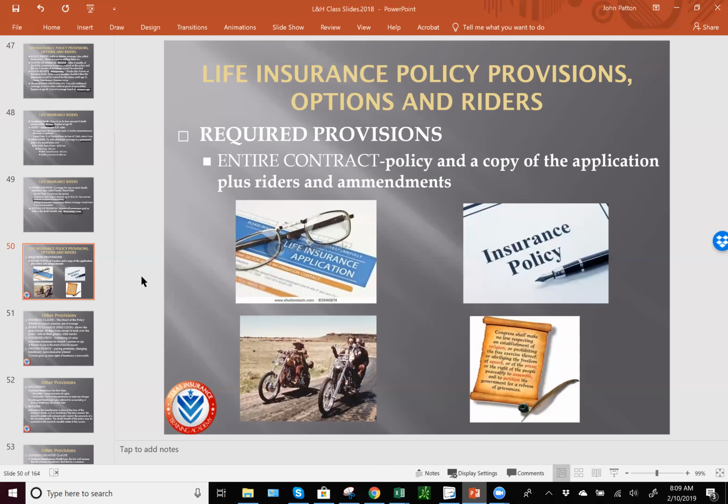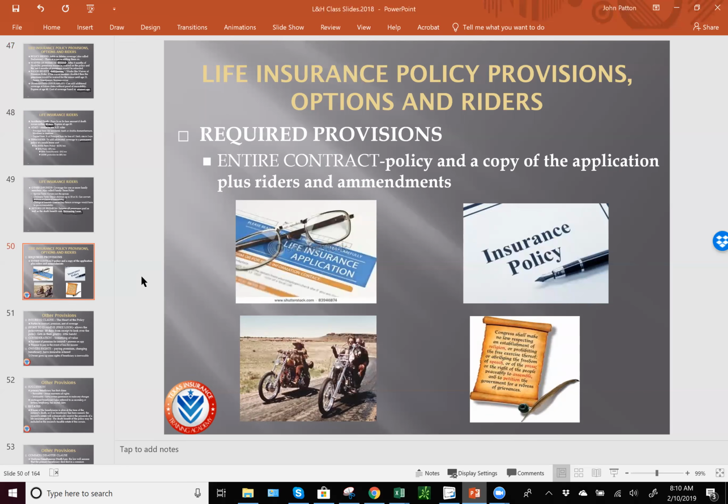Now, I will tell you that as you are learning your riders and your provisions, you need to definitely get to bulleted definitions for each one of these. And so that's why everything I have done is condensed into more of a bulleted definition type, because if I can get you to memorize these definitions, then it's a lot easier to identify what they're looking for in a question or an answer. So your first provision here is called the entire contract provision.